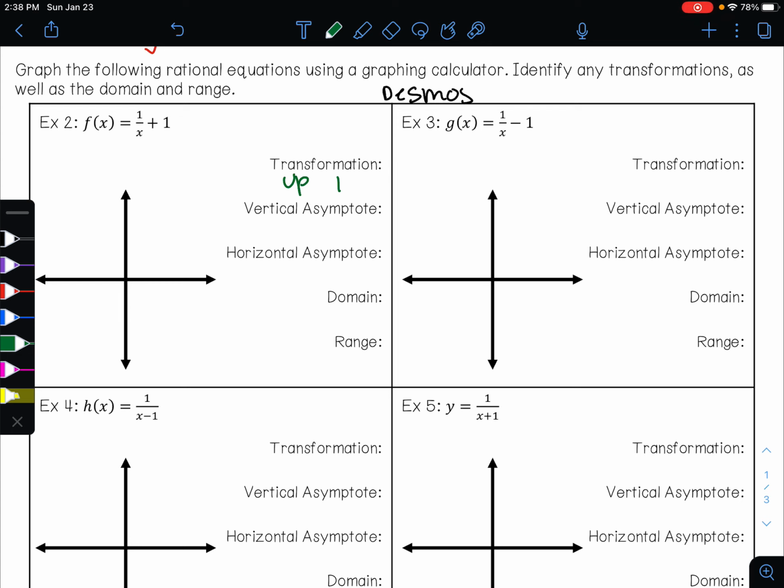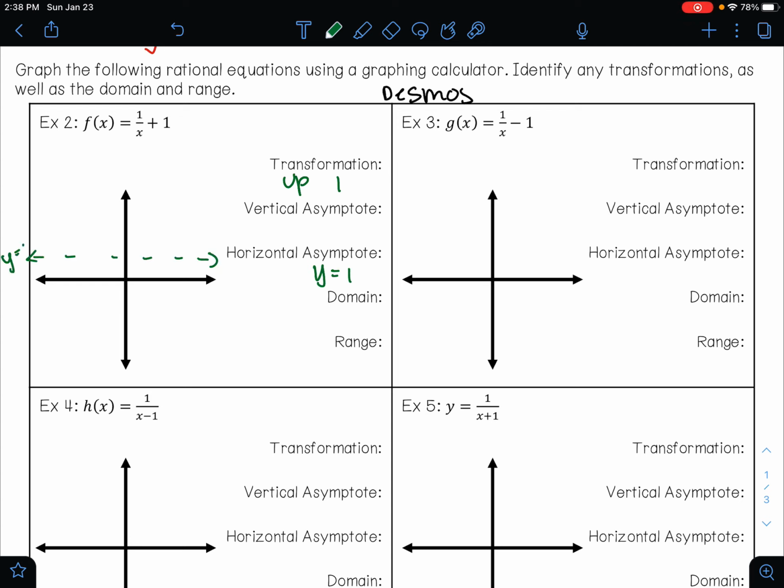And when we go up 1 unit, that is going to affect our horizontal asymptote. Instead of our horizontal asymptote being at y equals 0, it's now going to be at y equals 1 because it has shifted up 1 unit. If we shift our vertical asymptote up 1 unit, it's still going to be in the same location of x equals 0. Remember, these lines go on forever, so shifting this up 1 doesn't really have an effect on our curve. Our curves were still in quadrants 1 and 3. So again, we are just going to get really close to those asymptotes, but we are not going to cross or touch them.